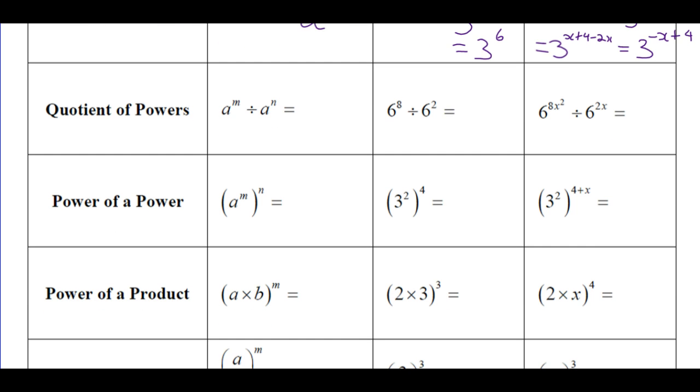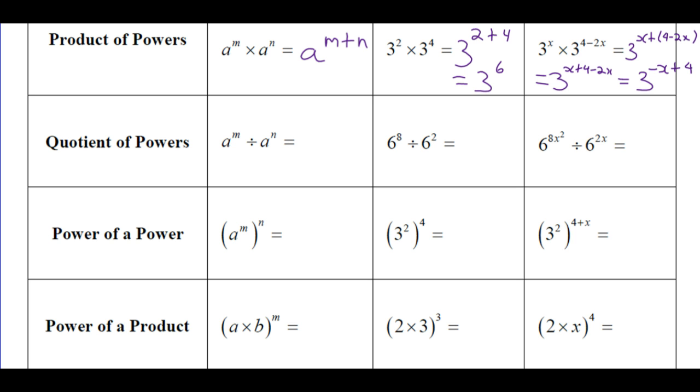Quotient of powers. When we're dividing powers with the same base, we subtract the exponents. So 6 to the 8 divided by 6 to the 2 is 6 to the 8 minus 2, which is 6 to the 6. Dividing, this will be 6 to the 8x squared minus 2x, and really that's all you do, right? There's nothing else. We can't simplify that. We have a squared term and an x term.